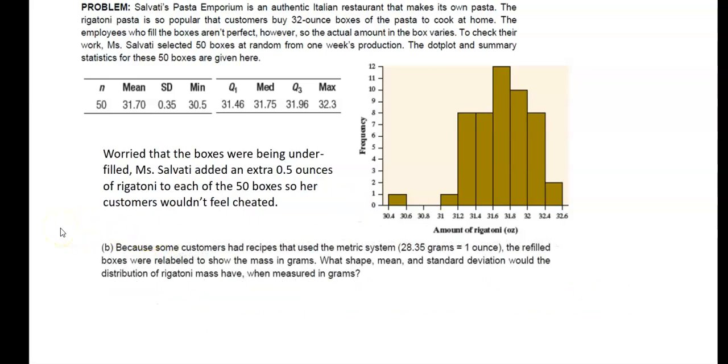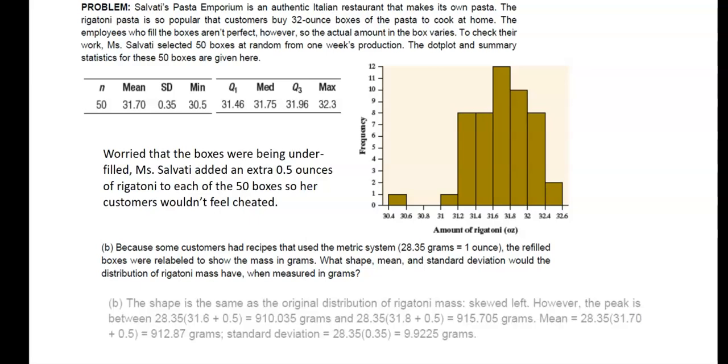Because some customers had recipes that used the metric system, the refill boxes were relabeled to show the mass in grams. Oh, so they had to convert this, right? So to convert it to grams, it says that 28.35 grams is 1 ounce. So you're going to multiply this number, right? So multiplying affects both the mean and the standard deviation, right?